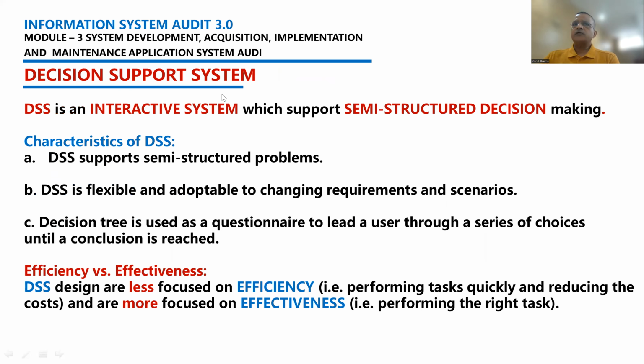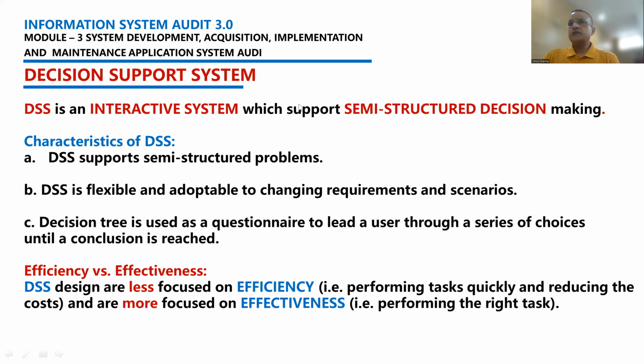Next is decision support system. The name itself says it, if you break it down: any system which supports the decision-making process is a decision support system. When a system is going to support a decision-making process, it has to be interactive. Interactive in the sense that you raise a question, what if, and you get the answer for it. So what-if analysis is also part of a decision support system.